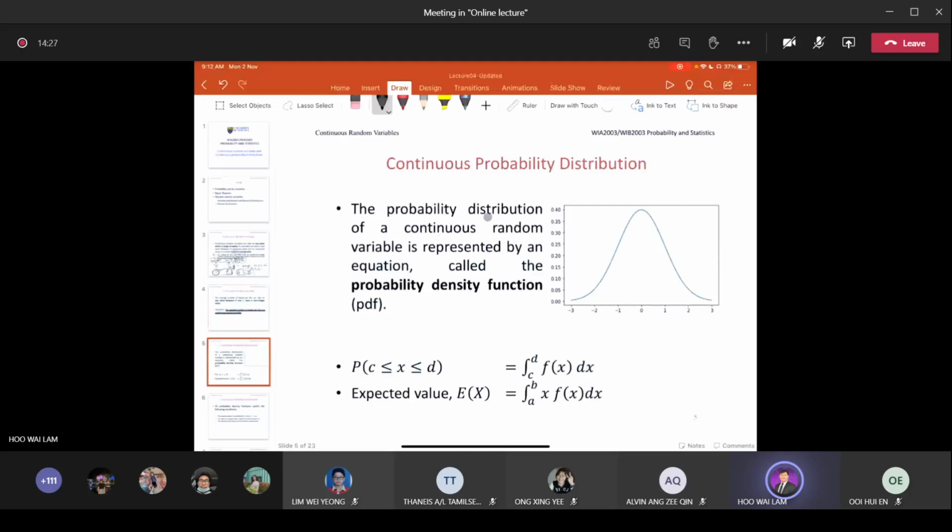Then, the probability distribution of a continuous random variable is represented by an equation called a probability density function. It's different from the probability mass function that we had in the last class, if you still recall, where we had something like a histogram, or I also showed some examples with a stick view. But this density function is going to be something like a curve, and the main thing over here is for you to calculate the area under the curve.